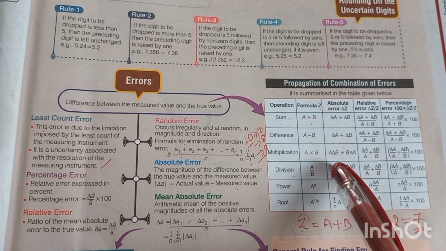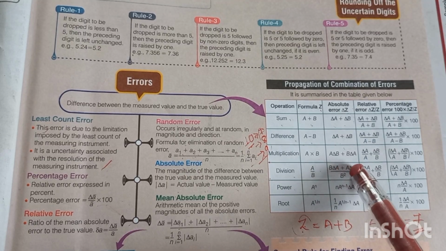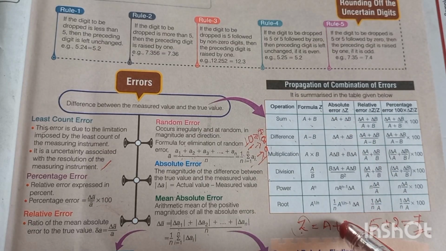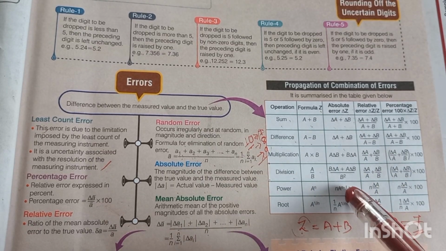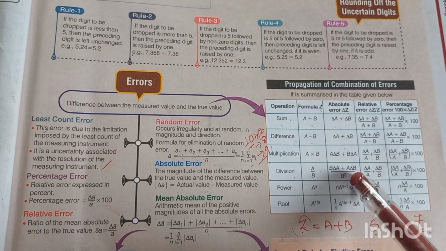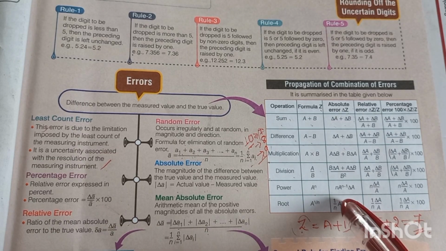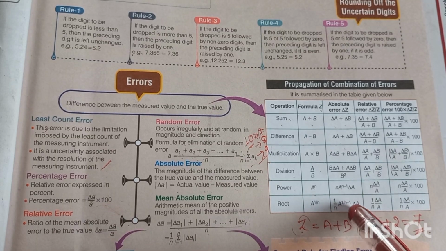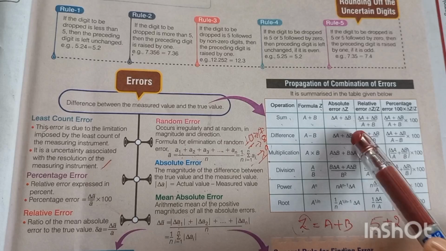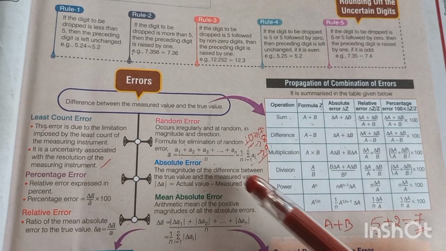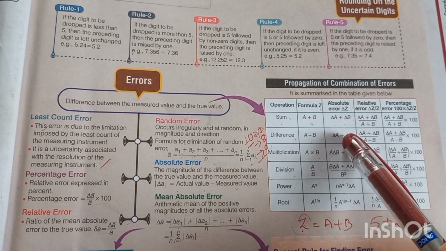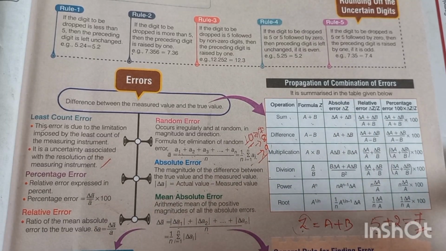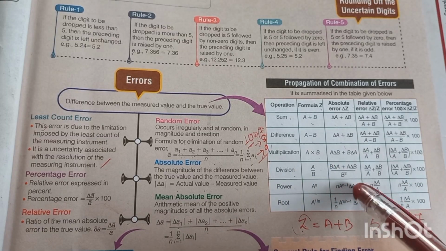For multiplication, it is a into delta b plus b into delta a. For the quotient, it is b into delta a plus a into delta b by b square. Then for power, n into a raised to n minus 1 delta a, and for root, 1 upon n a raised to 1 upon n minus 1 delta a. This error part was deleted from the board, but it will be asked in your JEE and NEET. Only read the formulas and memorize them.